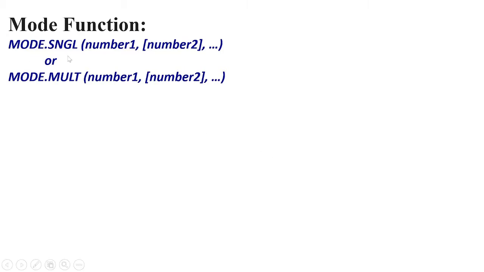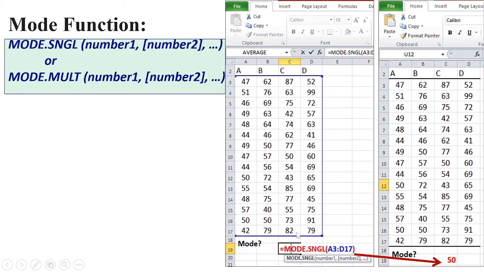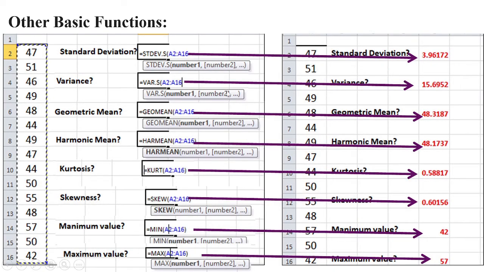Single and multiple modes can be found out for most commonly occurring values by using MODE.SNGL and MODE.MULT. Not only these basic functions, but also almost all other basic statistical functions can be done by using a similar approach as shown here.